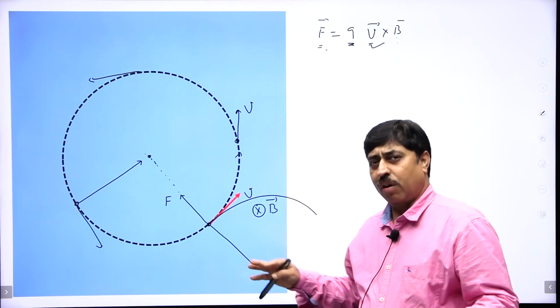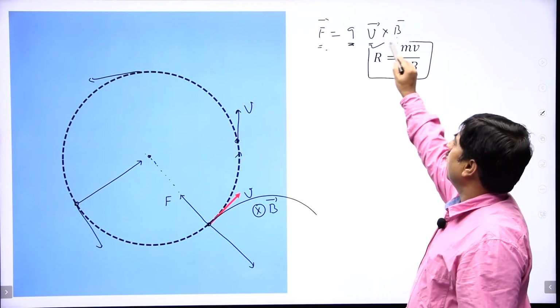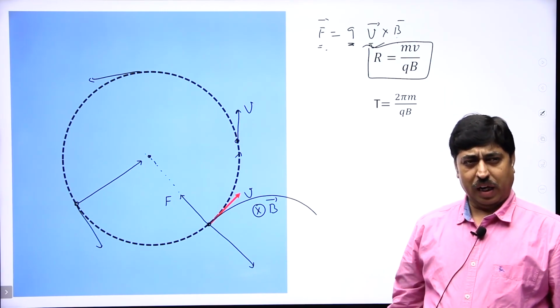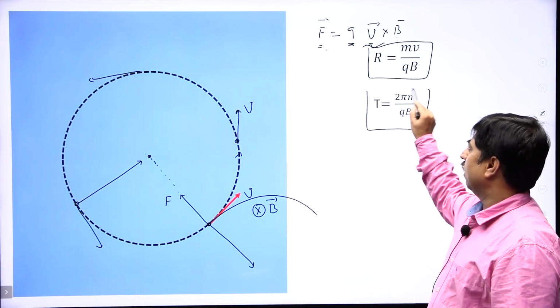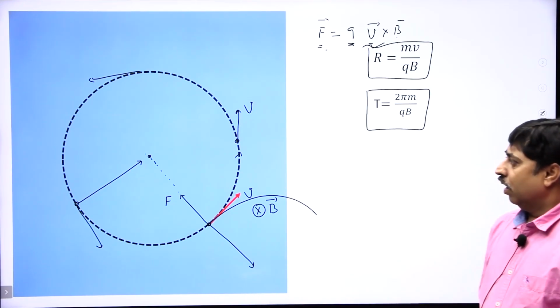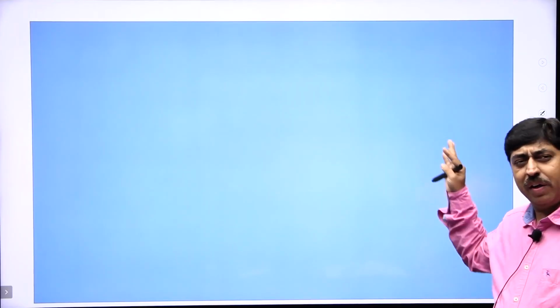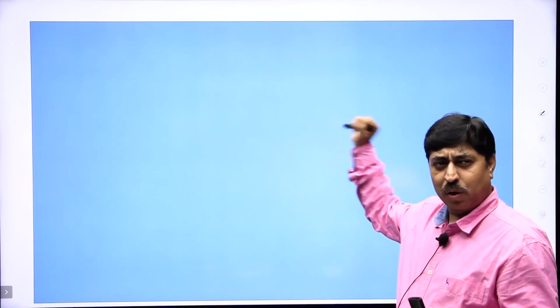So, in this case all of you understand that the radius of the circular path is given by mv by qB, and the time period of circular motion is given by 2 pi m by qB. This is quite common knowledge. Now, what happens if you have magnetic field everywhere perpendicular to the plane of the figure?